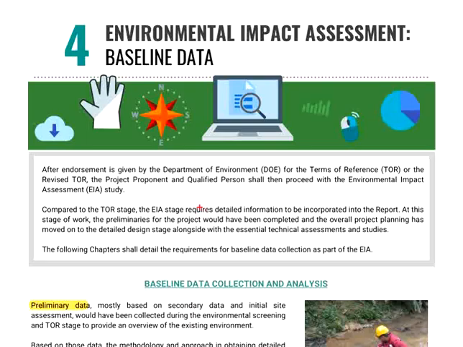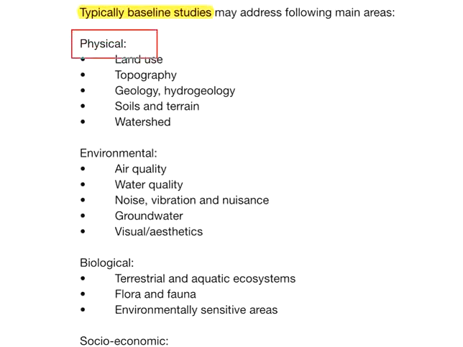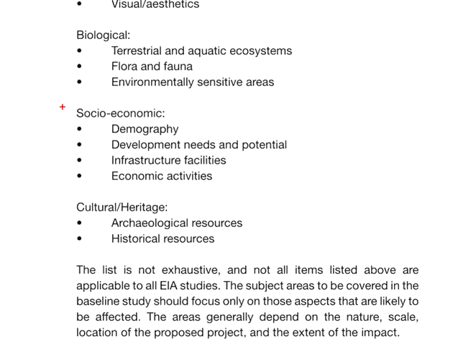As a result, detailed information is to be incorporated in the EIA report, and this shall involve the data collection for the baseline study. This outlines the main areas to be covered by a typical baseline study, such as the physical conditions, environmental conditions, biological, socio-economic, cultural or heritage, and others. The list is not exhaustive. There may be other aspects that need to be considered during the baseline study. Also, not all the items listed are applicable to all the EIA studies.